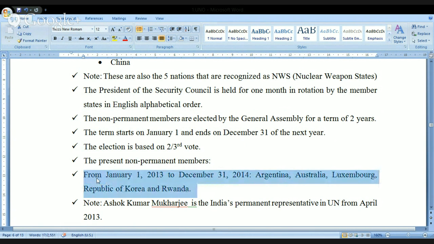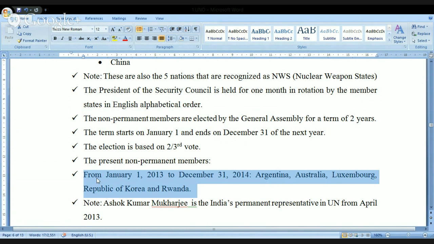From January 1st, 2013, clear, I told you already, the term of each non-permanent member is 2 years. Look at this very carefully. 5 non-permanent members came into the picture from January 1st, 2013, and they will have the term up to December 31st, 2014. Hopefully I'm clear. Whatever you are looking at on the screen, this is exactly 2 calendar years. Kindly don't get confused. Complete 2 calendar years are there. And during this time, I have 5 countries as the non-permanent members: Argentina, Australia, Luxembourg, Korea, and Rwanda.